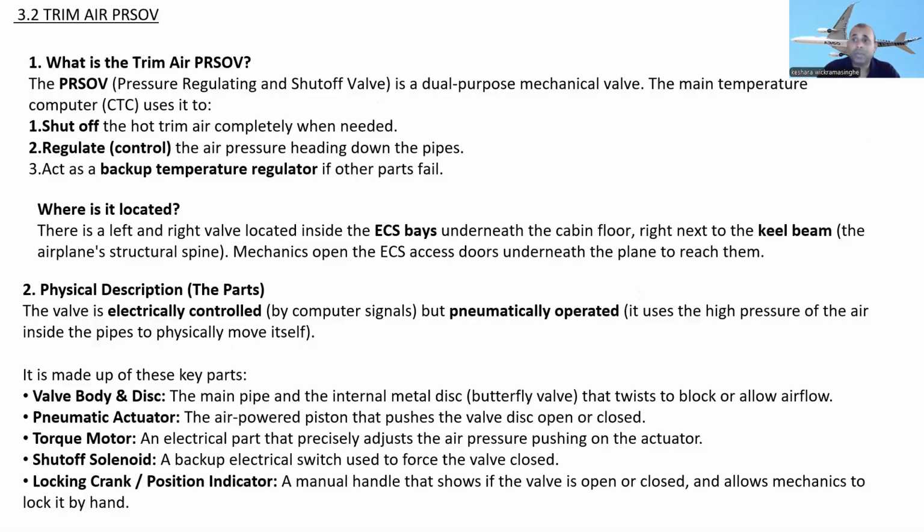Normally this is a dual purpose mechanical valve, and it is used to shut off the hot trim air completely when needed, regulate or control the air pressure heading down the pipes, and act as a backup temperature regulator if other parts fail.